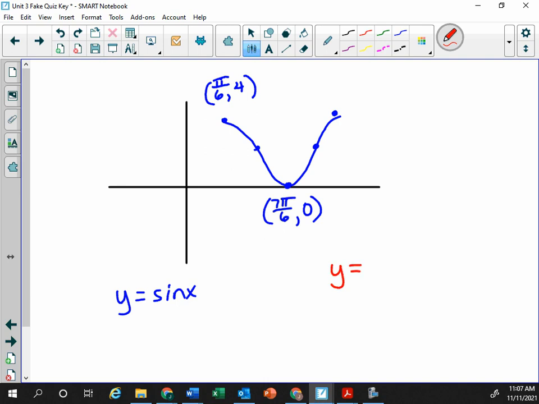Please, please, please put your y equals. Okay, the maximum is here at 4. Where is the midline? 2. Okay, that distance, that's your amplitude. So what's your A value? 2.